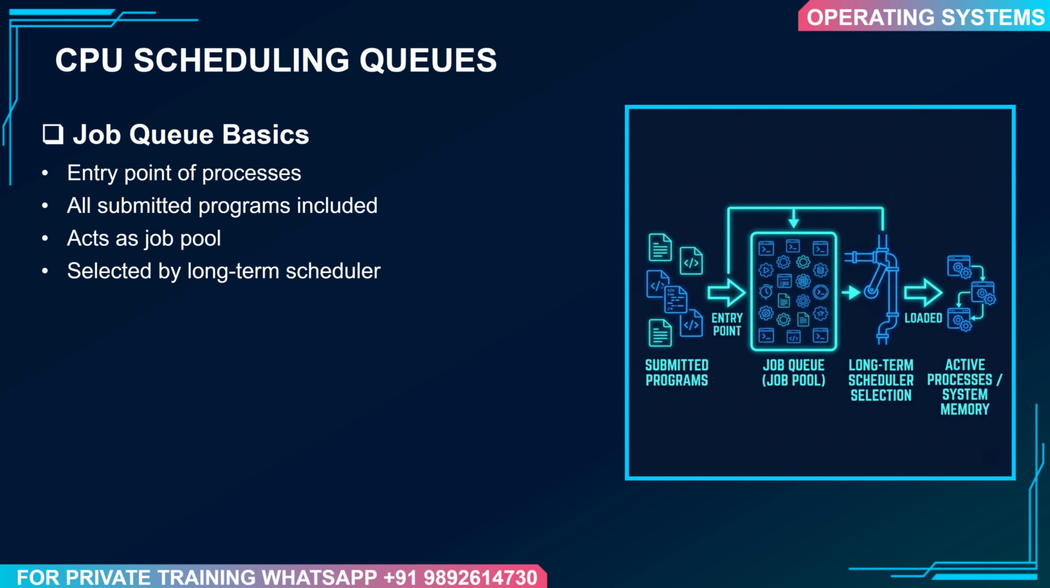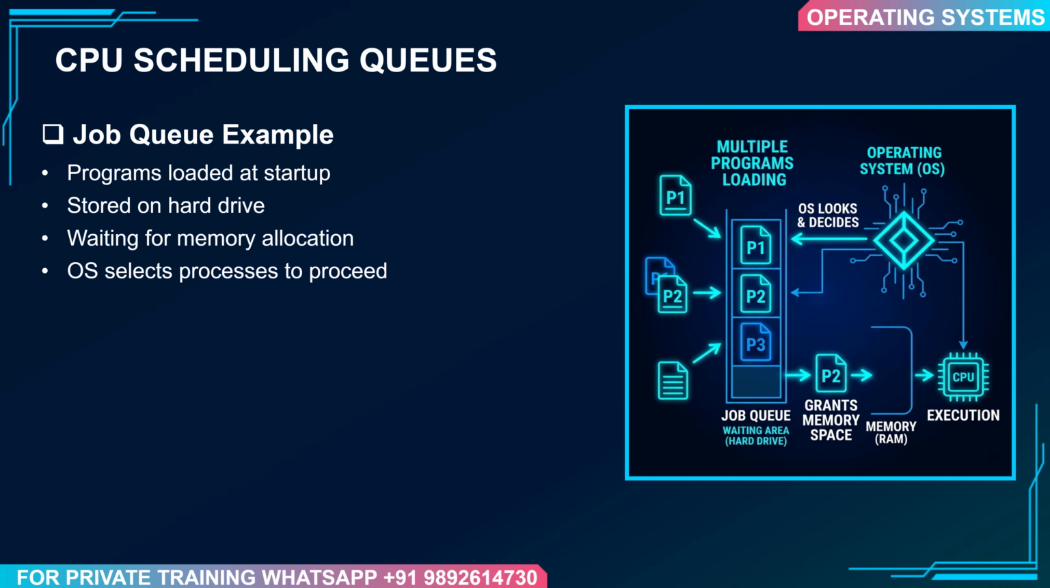Think of this as the entry point of all processes in the system. Whenever a program is submitted to the system to be executed, it first joins the job queue or job pool. The job queue represents the total collection of programs submitted to the system, acting as a pool from which the long term scheduler selects tasks to be loaded into memory as active processes. For example, when you start your computer, multiple programs load in the background. Think of the job queue as a waiting area on the hard drive for all programs that have been submitted but haven't been granted memory space yet. The operating system looks at this queue and decides which processes should move forward and get a chance to execute.